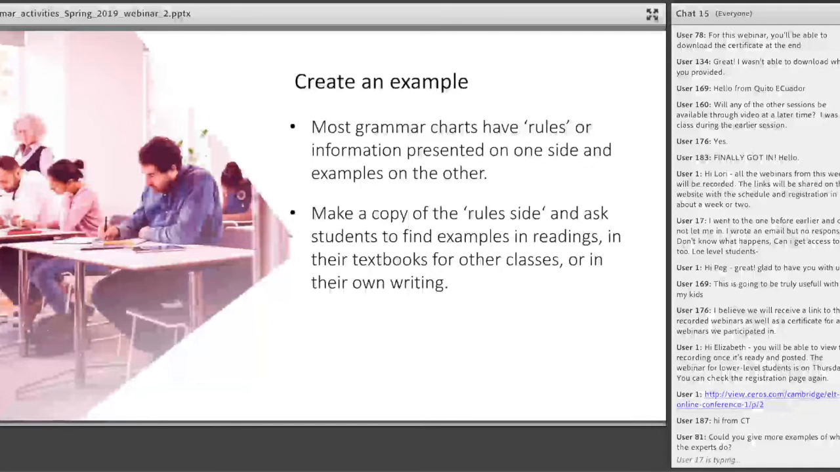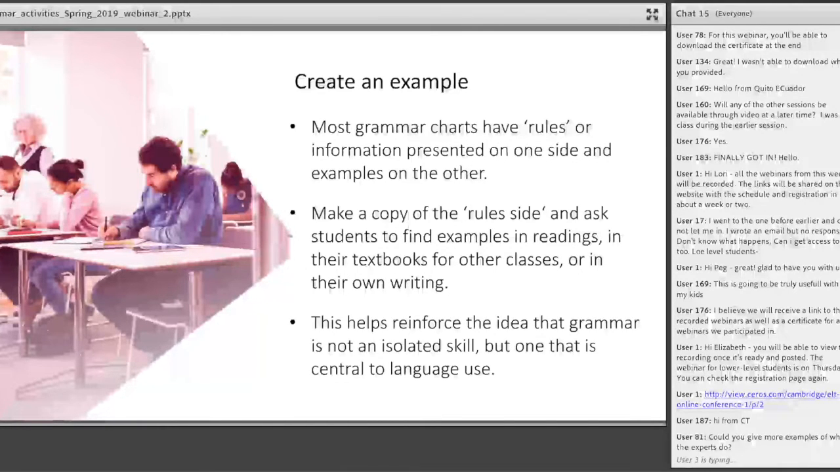And then, in order to have students realize grammar is more than something that's just taught in this class that I have to take, have students look at readings that they're doing. Or if it's a bridging program, have them look at textbooks from their other classes. Or even inside your IEP, you could have them look at textbooks from the writing class or the reading class or the listening class, or even have students look at their own writing. And so have them find the examples for the rules. This really helps reinforce the idea that grammar is not an isolated skill, but one that's central to language use.